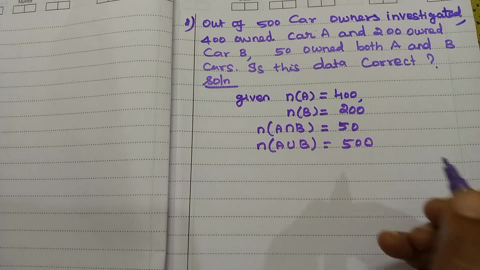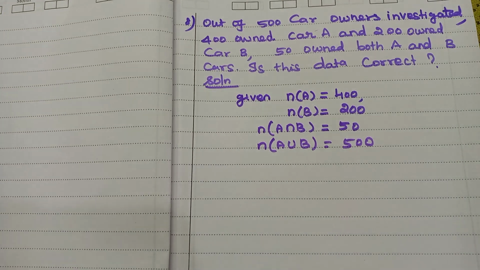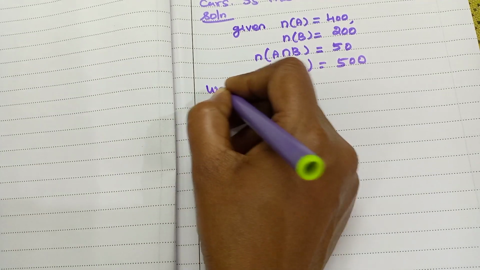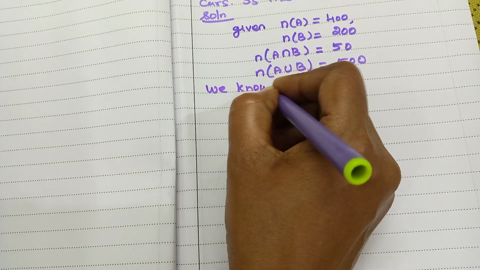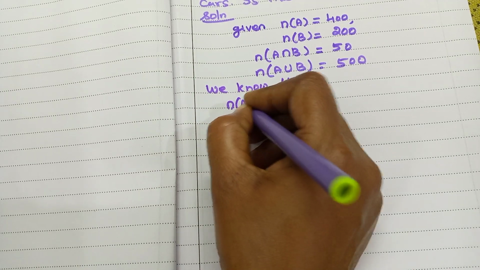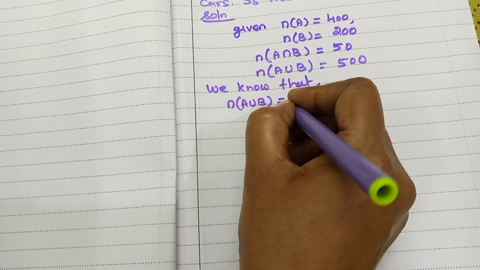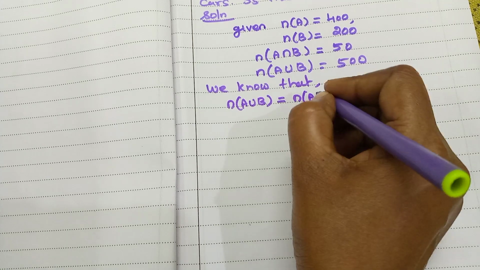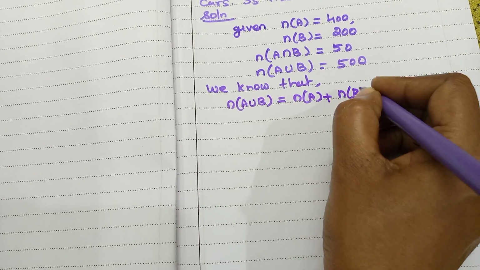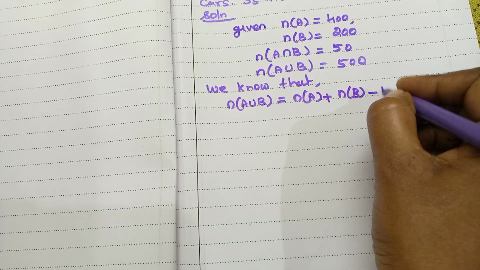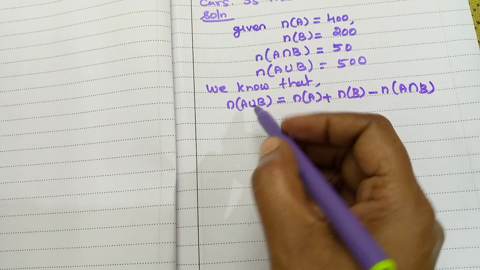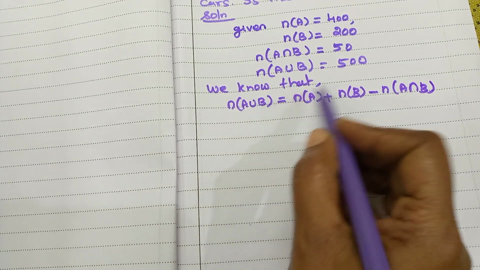Whether this data is correct or not, how can we find out? Now using a formula it can easily be found out. We know the formula: n of A union B is equal to n of A plus n of B minus n of A intersection B. So here, what is the n of A union B value?